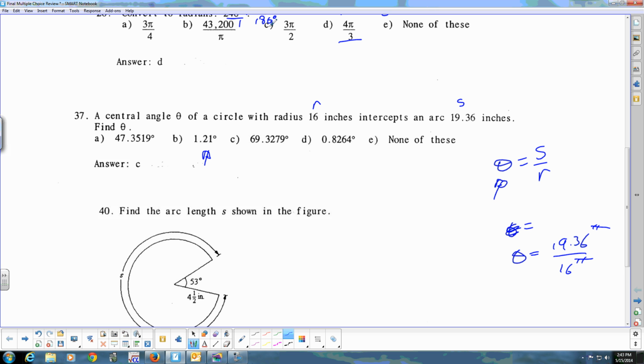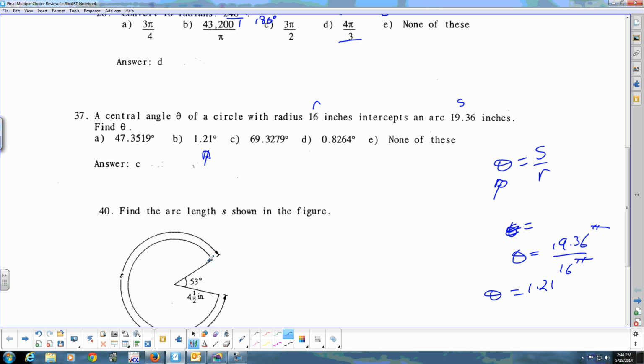And just like up here, you converted from radians to degrees, and degrees to radians. So you have to convert, only because it's multiple choice and they're giving you all your answers in degrees. Okay, so normally you would be finished. You'd say theta is 1.21 radians. Done. But that's not a choice. So you have to convert.